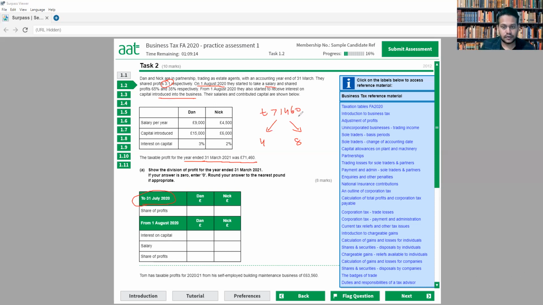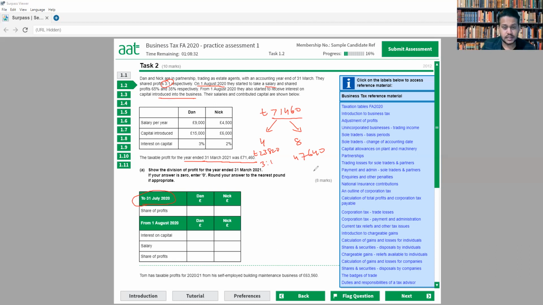How much is the profit for the 4 month? So 71,460 divided by 12 times by 4. It gives me 23,820, and the rest will be here. That is 71,460. That is my rest of the profit. That is 47,640. So this is my next profit. So we have to separate the profit for 4 and 8 months. This profit we have here, they are saying 3:1. So 3 is for the Dan, 3:1, and 1 for the Nick. So let's try to do that.